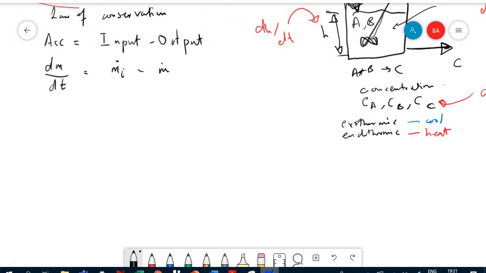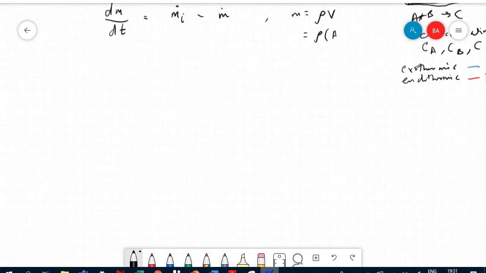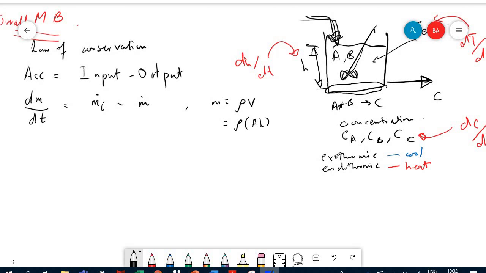And we know that mass is equal to density into volume. And we have also said that this will be rho into volume. In this case, my volume for a tank is the area of the tank, that means this cross-sectional area, multiplied by the height of that tank. So this is area into height. So that is rho A height.